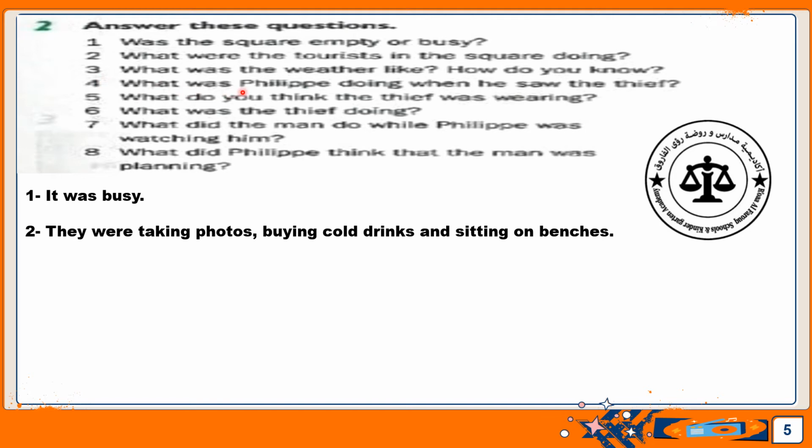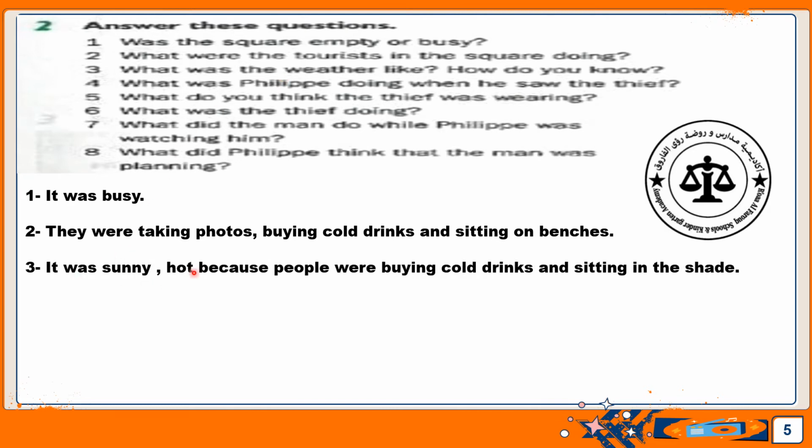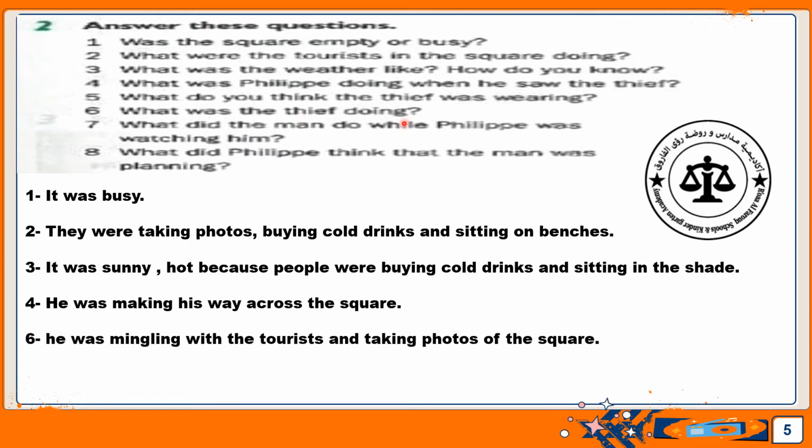Number 3. What was the weather like? How do you know? The weather was what? Excellent. The weather was hot because people were buying cold drinks and sitting in the shade. Number 4. What was Philip doing when he saw the thief? What was he doing? He was making his way across the square. Number 6. What was the thief doing? The thief was mingling with the tourists and taking photos of the square.